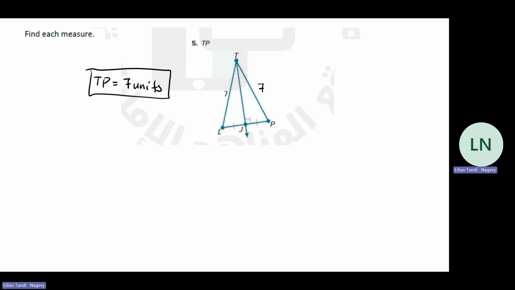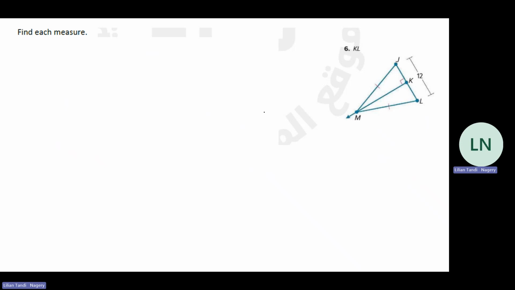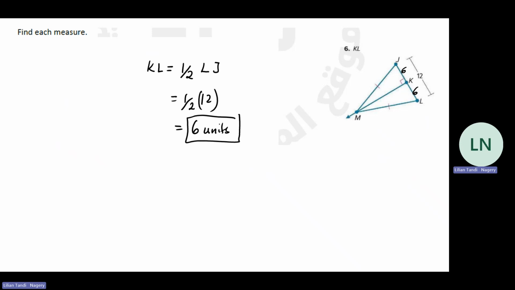Okay, let's move on. Same thing here. KL. Since this is 12 and this is a perpendicular bisector, it's going to cut 12 into two equal parts. So this is 6 and this is 6. So KL equals half of LJ. Okay? And half of 12 equals 6. And then you write units and you box your answer.